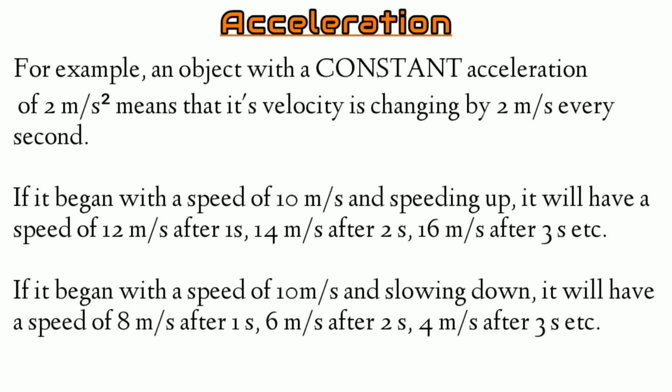For example, an object with a constant acceleration of 2 meters per second squared means that its velocity is changing by 2 meters per second every second. If it began with a speed of 10 meters per second and speeding up, it will have a speed of 12 meters per second after 1 second, 14 meters per second after 2 seconds, 16 meters per second after 3 seconds, etc. If it began with a speed of 10 meters per second and slowing down, it will have a speed of 8 meters per second after 1 second, 6 meters per second after 2 seconds, 4 meters per second after 3 seconds, etc.